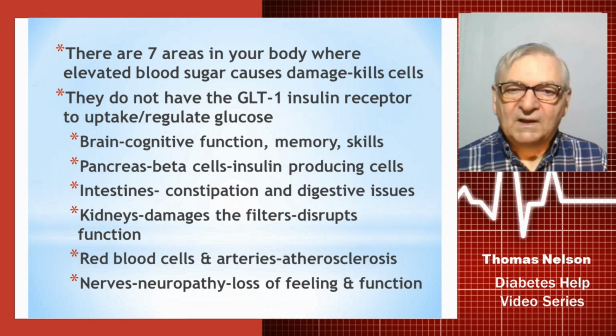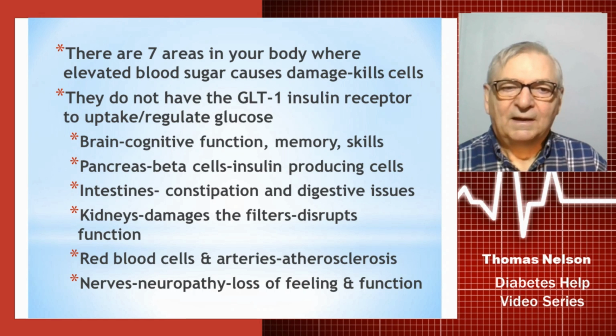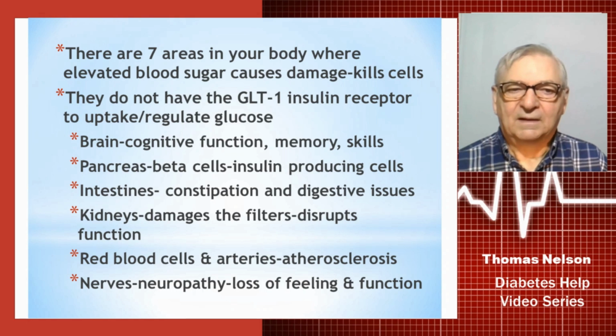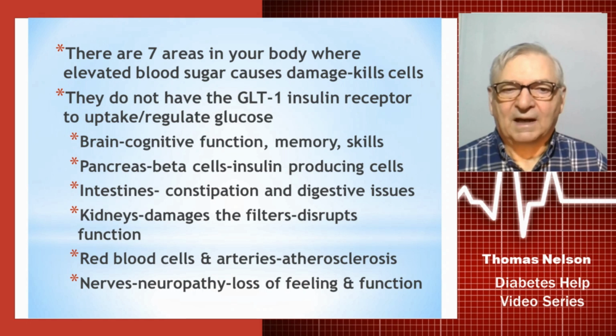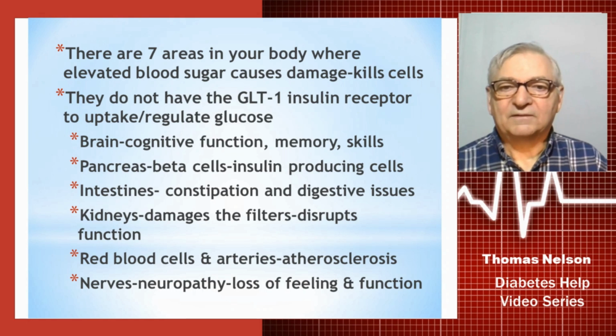So if this happens in your brain cells, which is one of those 7 areas, you will lose cognitive function, your ability to enunciate things, to articulate what you want to say, to remember things. Your memory skills will fade. Your ability to learn new skills will fade. So basically, overall, your cognitive function is going to suffer. And it's permanent, and it's cumulative.